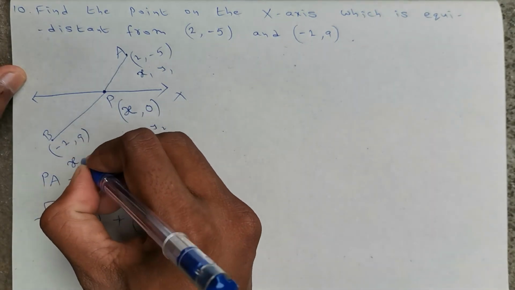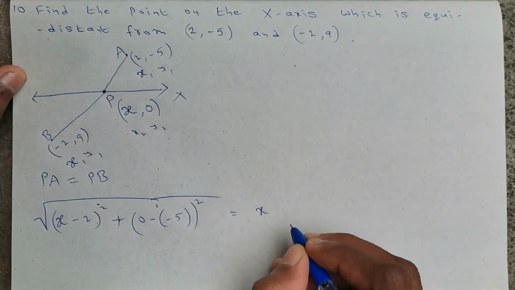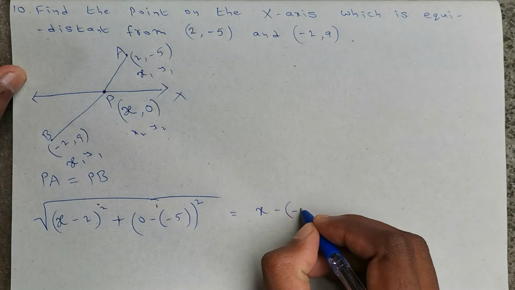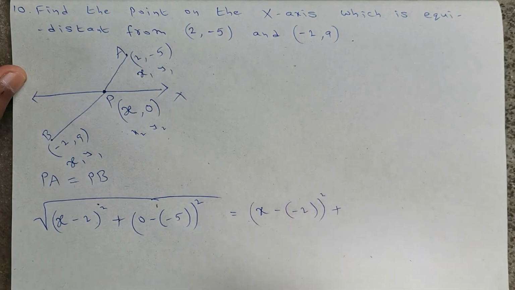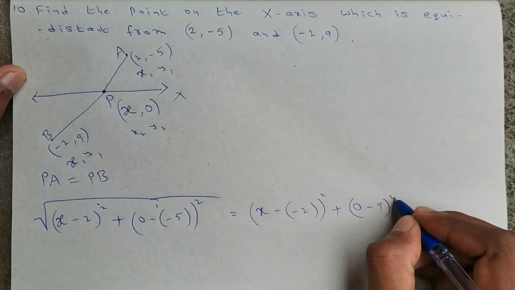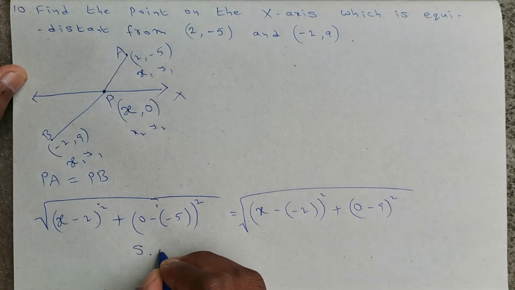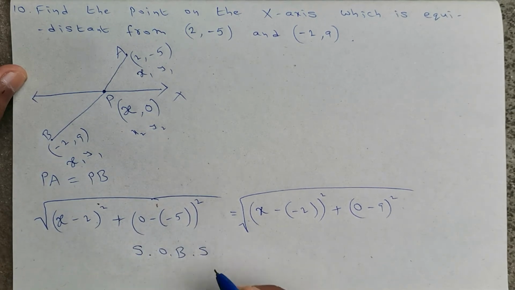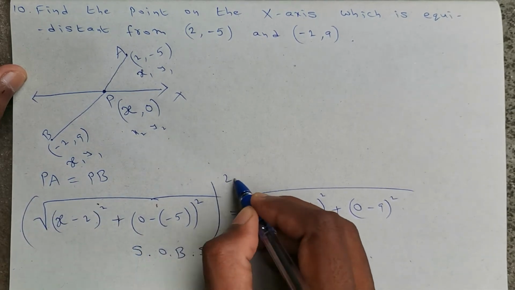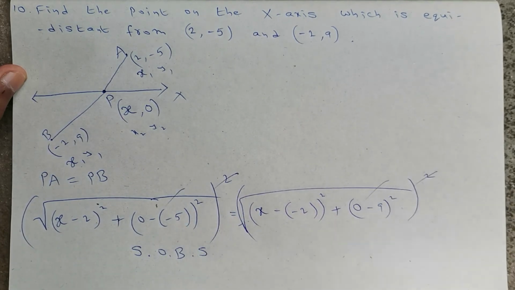This B I am taking as x1, y1. So x2 minus x1, x minus of minus 2 whole square, plus y2 which is 0 minus 9 whole square, under root. Now to remove these square roots on both sides, I will do squaring on both sides. So if you do squaring on both sides, this is completely square, this is also completely square. Here square and square root cancel, square and square root cancel.